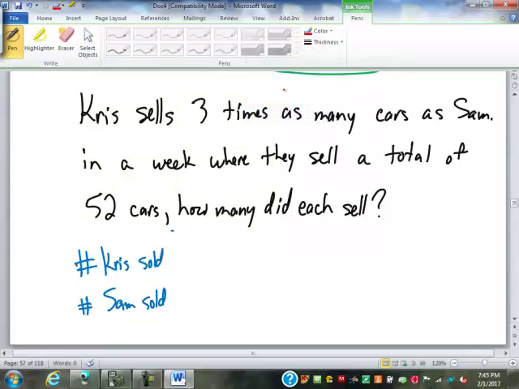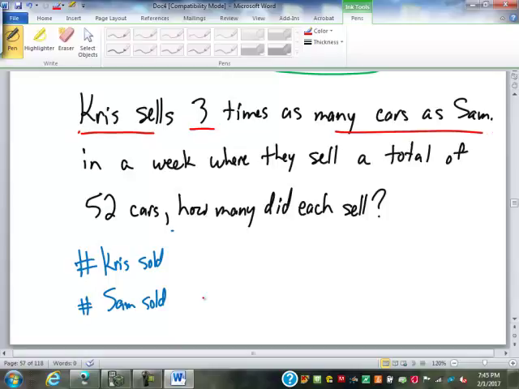I don't want to do 2 variables. So what I have to do is look to see if there's a relationship between these 2 items. Is there a relationship between the number Chris sells and the number Sam sells? And there is. Chris sells 3 times as many as Sam. So now one of these is referenced off of the other. Chris's sales reference the number of sales that Sam makes.